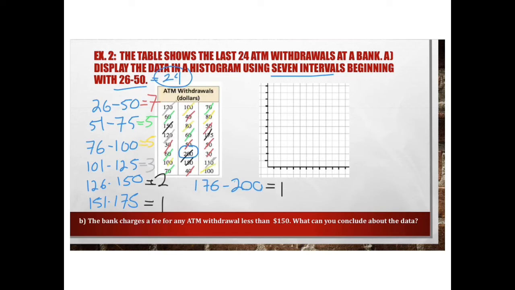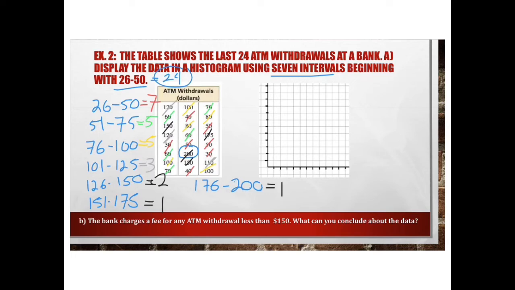All right, so hopefully we all have the same values here. As we go through my intervals, I saw there were 7 numbers from 26 to 50, 5 numbers from 51 to 75, 5 numbers from 76 to 100, 3 numbers from 101 to 125, 2 numbers from 126 to 150, 1 number from 151 to 175, and 1 number from 176 to 200. Okay, so now that we have our intervals and our frequencies, we can go ahead and create our histogram.